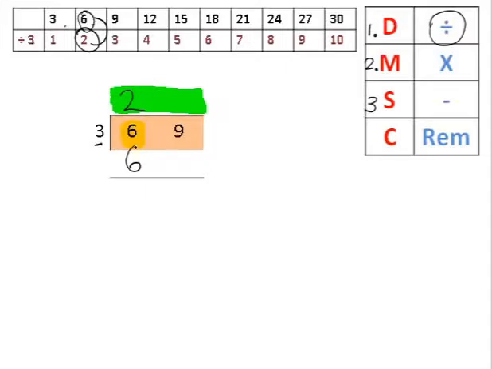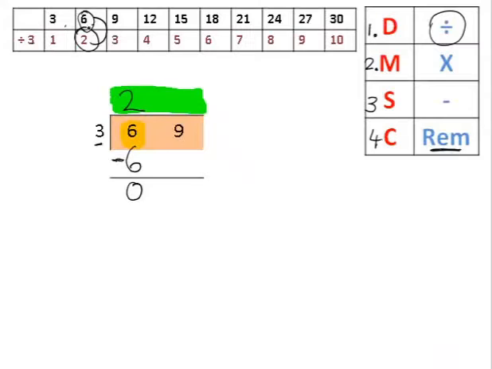The third step is to subtract. Why do we need to subtract, and what do we subtract? We subtract the bottom 6 from the top 6. So 6 minus 6 is 0. Now what happens when we have a 0? It means that step 4 cannot be completed because we do not have any remainders.